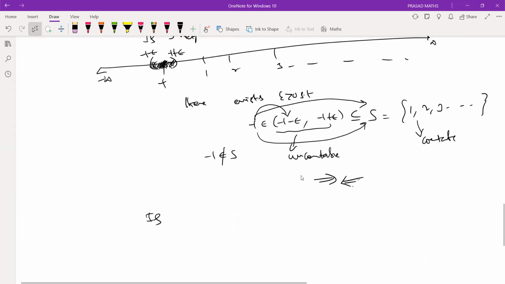Suppose you take this point, or else the point 1. You can take the point 1. Is S a neighborhood of 1?